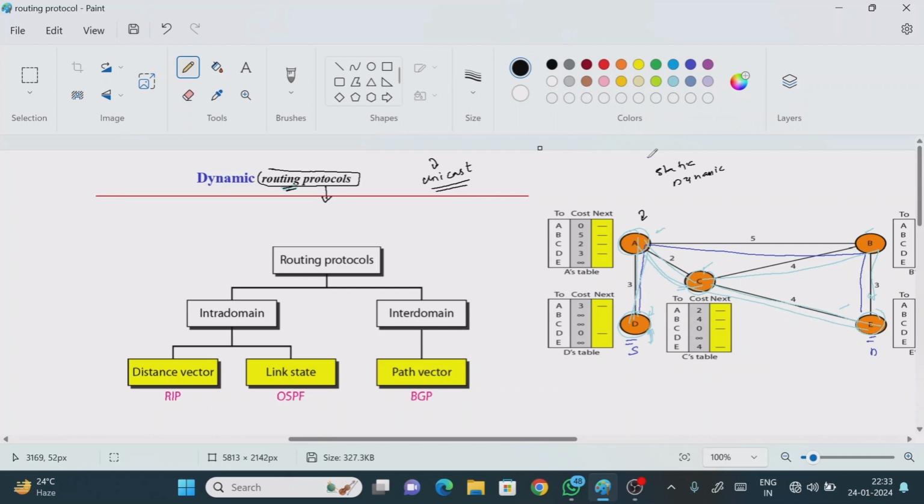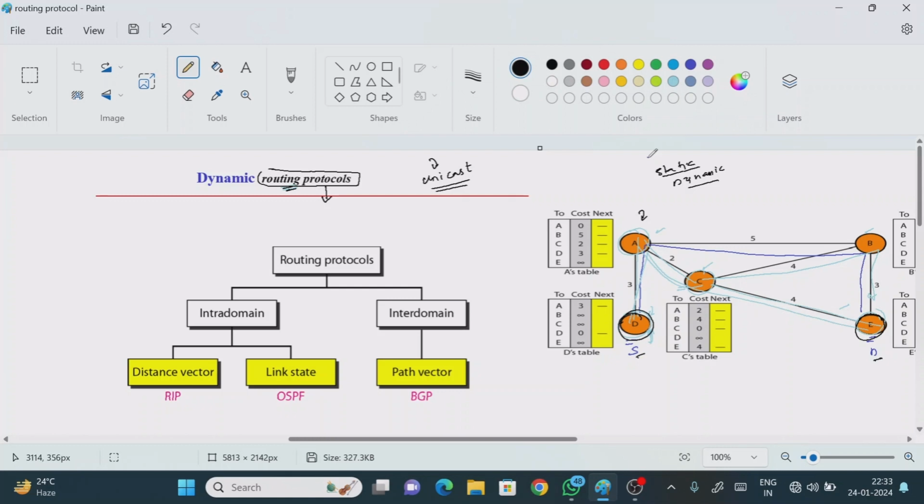First we'll try to understand the meaning of static and the meaning of dynamic operation. A routing table can be either static or dynamic. A static table is one with manual entries. What is the meaning of manual entries? Suppose you want to send information from router D to router E; let this be your source machine and this be your destination.